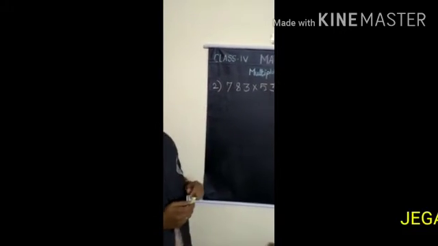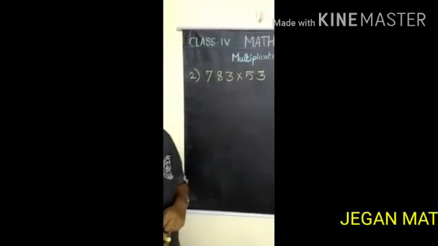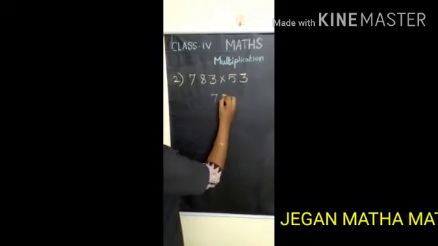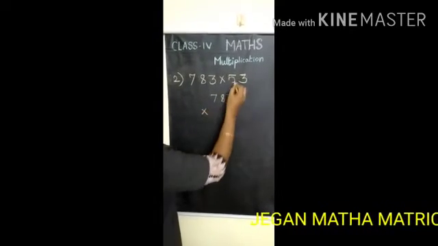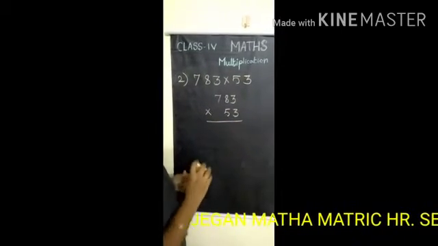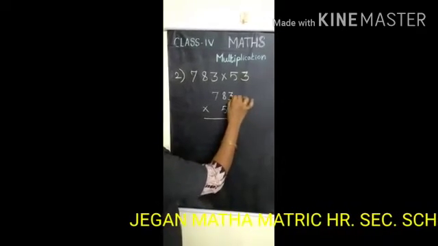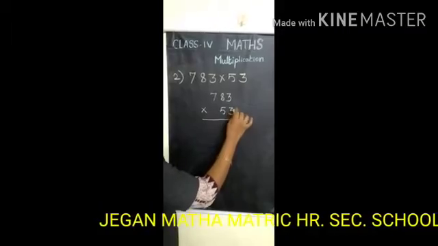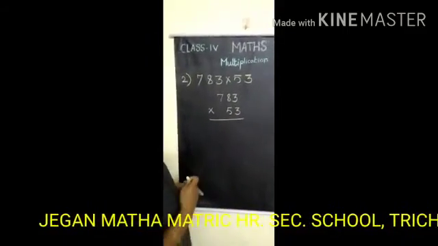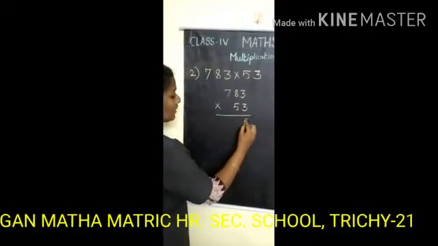Okay, let's see this sum again: 783 multiplied with 53. Okay children, first write the number 783, then 53 below. First start with the ones place number: 3 multiplied with 3, so 3 3s are 9. In this sum, we are going to use the 5 table and the 3 table. So first, 3 3s are 9.